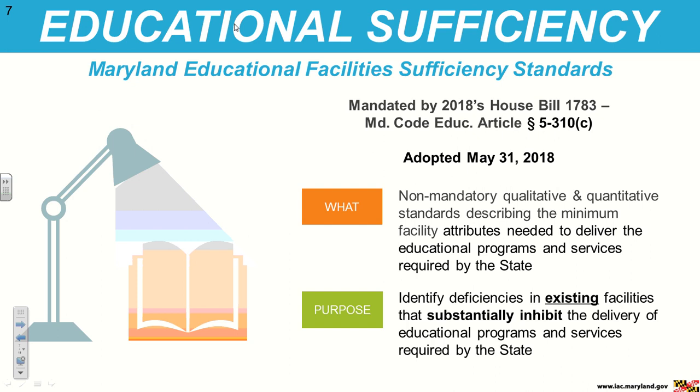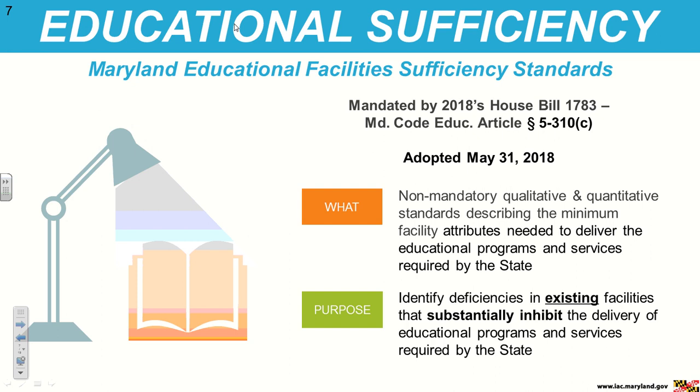As we have said previously, to assess the educational deficiencies of a school facility, we separately assess two very different but equally critical components: physical conditions and educational sufficiency. We have already described how we measure the physical conditions. Now we will discuss educational sufficiency. To measure the educational sufficiency of a facility, we assess certain key attributes of the spaces within the facility against the Educational Facilities Sufficiency Standards that the IAC adopted in 2018.